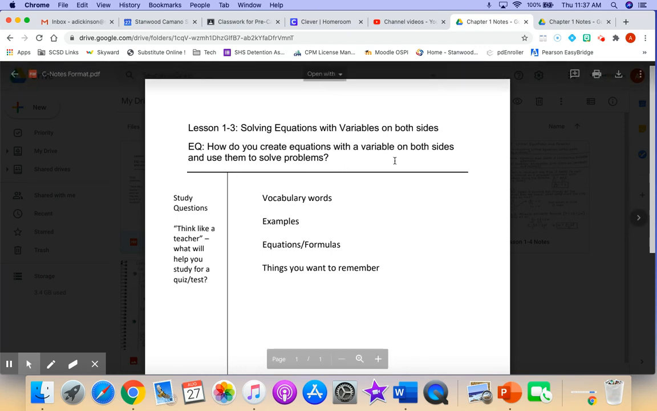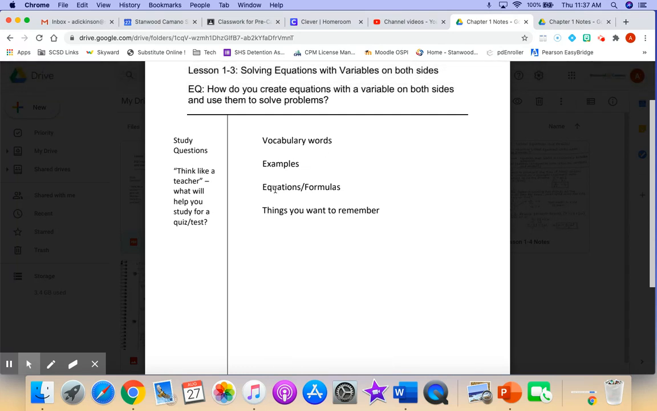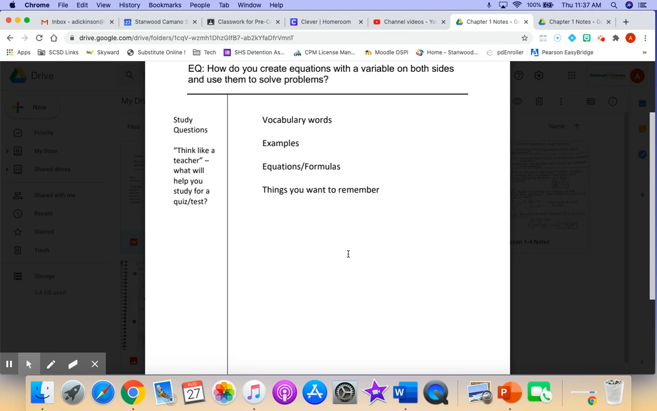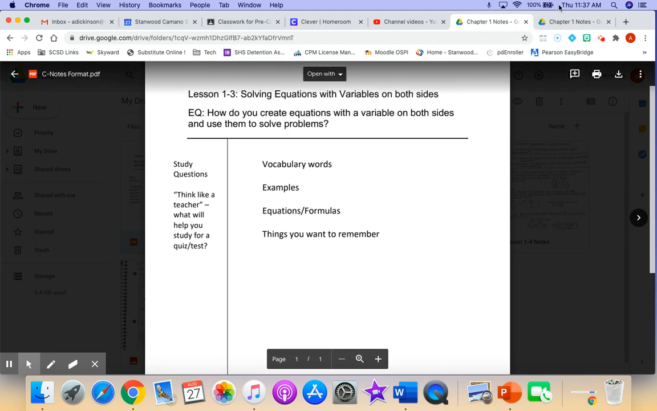And then I like to put a line, and we have this vertical line here. So your notes are going to go in this main part of the paper. You could put vocabulary words, examples, equations and formulas, just generally things you want to remember. So that is what note-taking is going to look like. And I'll flip to an example.